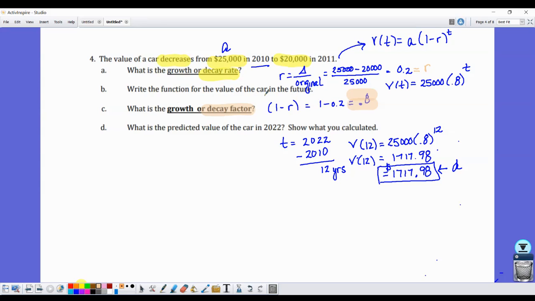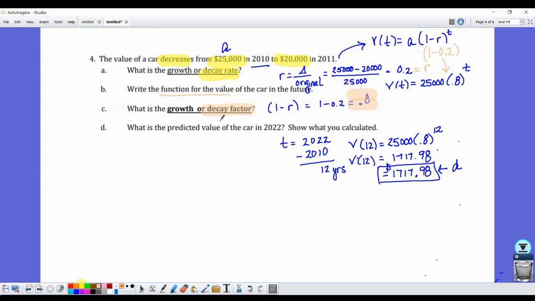Write a function for the value. Let's see, the value at time t is going to start with that original amount, 25,000, and then I have 1 minus r. That becomes 1 minus 0.2. That becomes the decay factor. When I subtract the rate from 1, I have a decay factor of 0.8, and I'm going to raise that 0.8 to t, the t value. That becomes the function for the value of the car in the future.